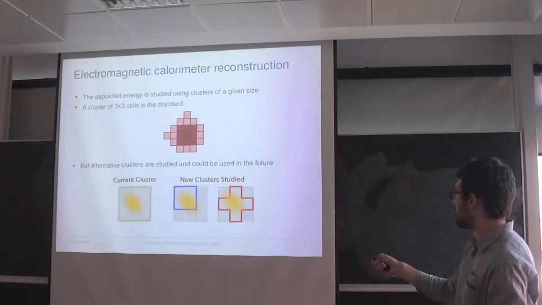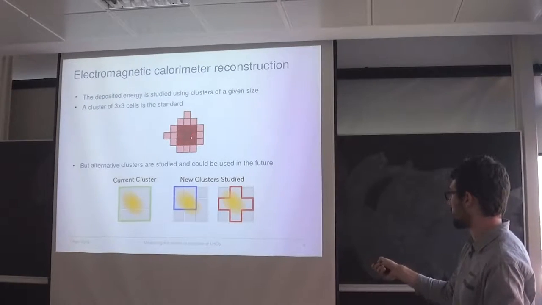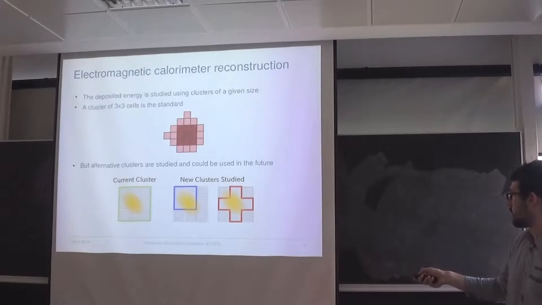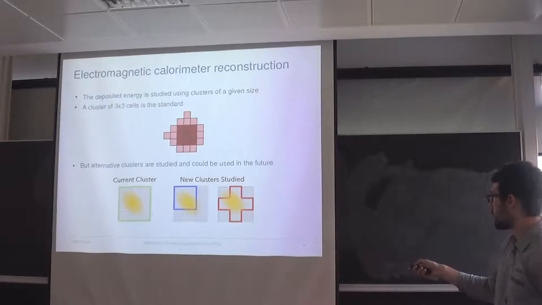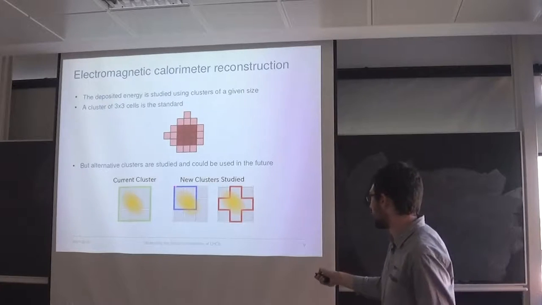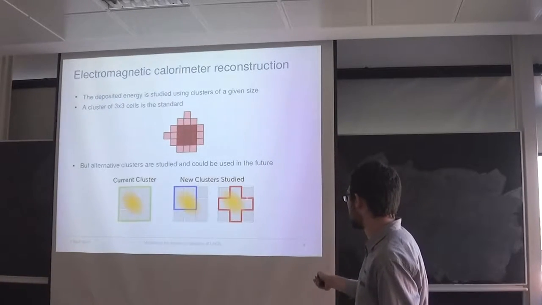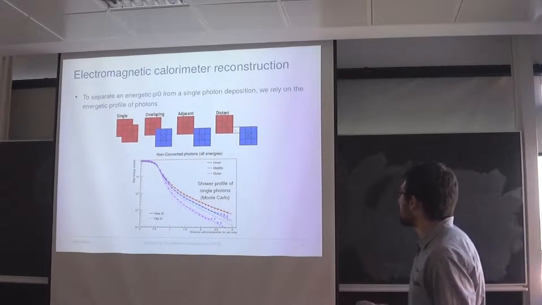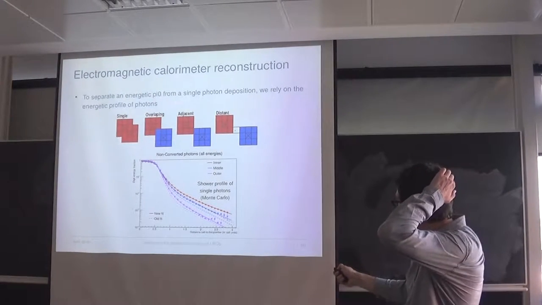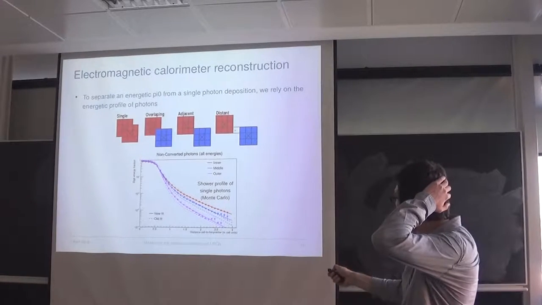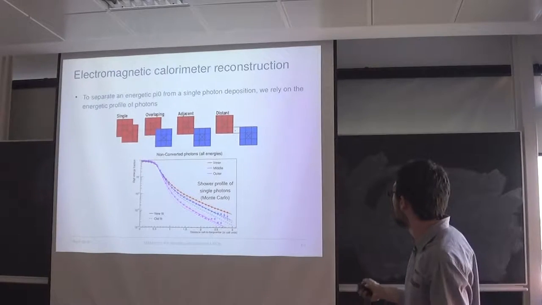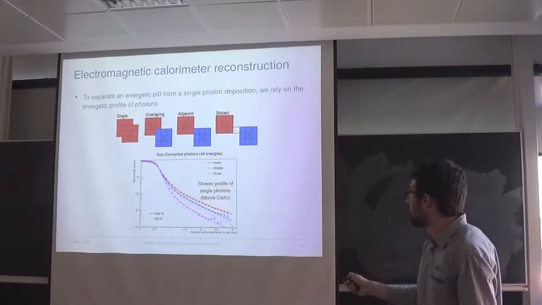A cluster of 3x3 cells is the standard one, so it's reconstructed in this way, but several clusters are studied and could be used in the future, like a 2x2 or a cross cluster. So, for example, when you have an energetic pi zero, if you want to separate a single energetic pi zero from a single photon deposition, we rely on the energetic profile of photons.